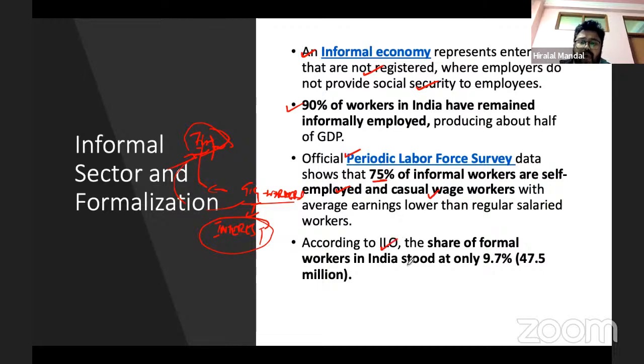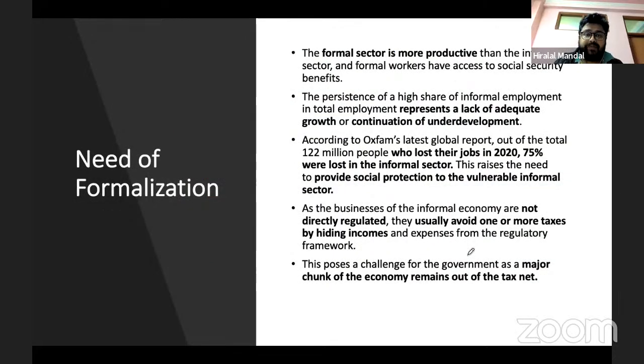In fact, according to the ILO, if you look at the data, it suggests that merely 9.47% of the population is in formal jobs. The formal workers' share in India's total workforce remains only 9.7%. Which means 90% of the population remains in the informal sector in the economy. All right, so there is a need for formalization of the economy, and these people need to get the benefit of social security by way of the government's various policies and so on.